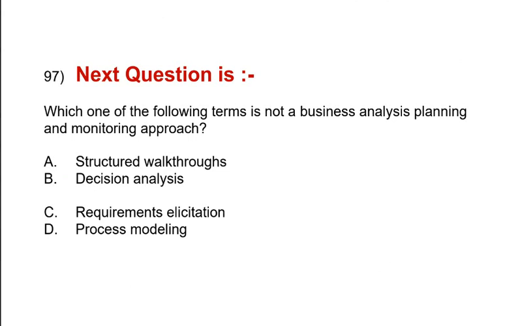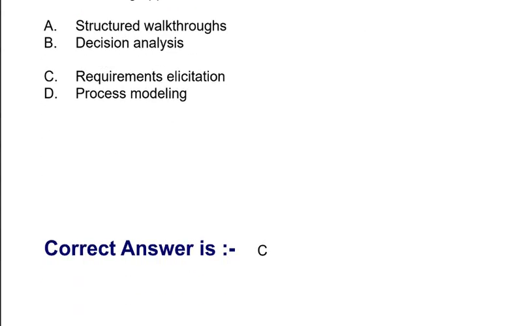Question is, which one of the following terms is not a business analysis planning and monitoring approach? Option A, structured walkthrough. Option B, decision analysis. Option C, requirements elicitation. Option D, process modeling. Correct answer is option C.